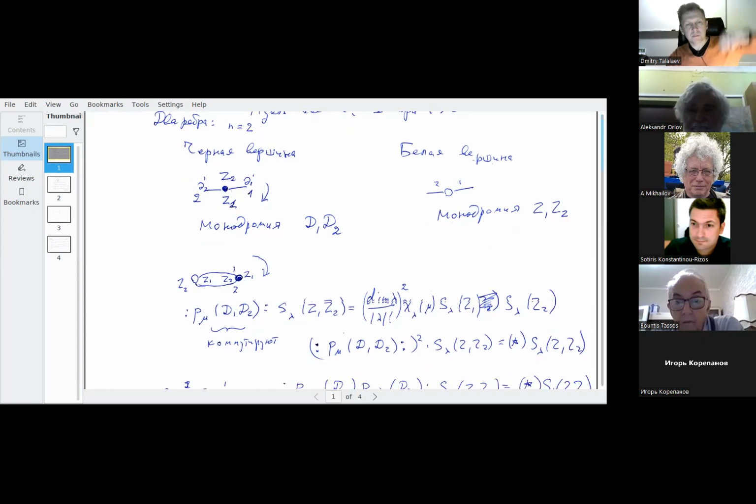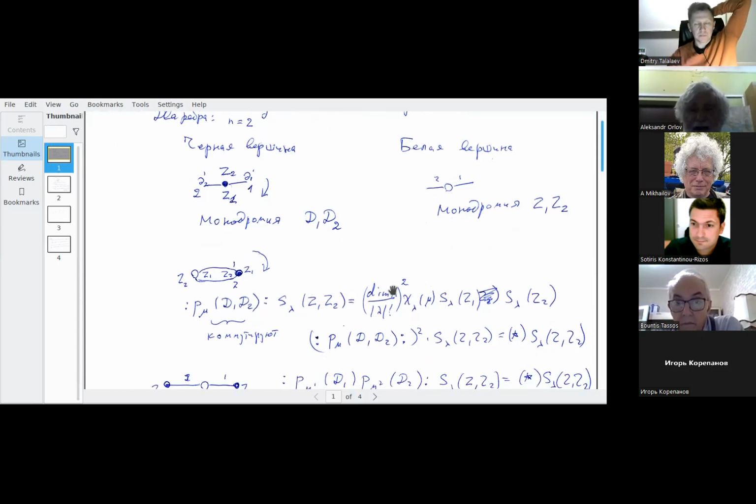Eigenvalue is as follows. Here we have this, and here it will be... I forgot, maybe it is minus or plus, but actually it is a number of edges. Here we have two edges. But perhaps maybe it is minus, sorry.